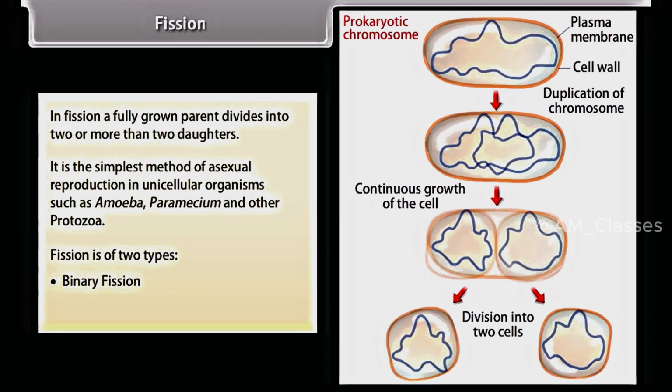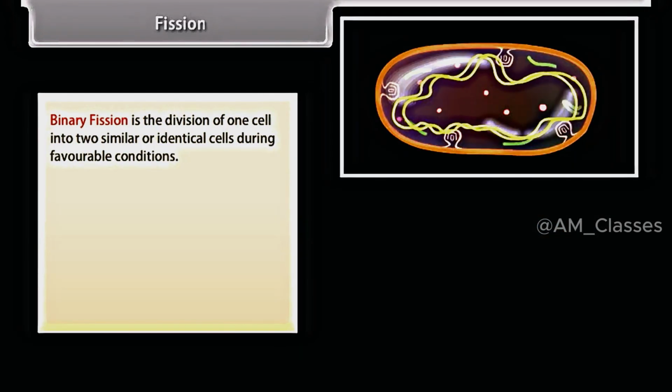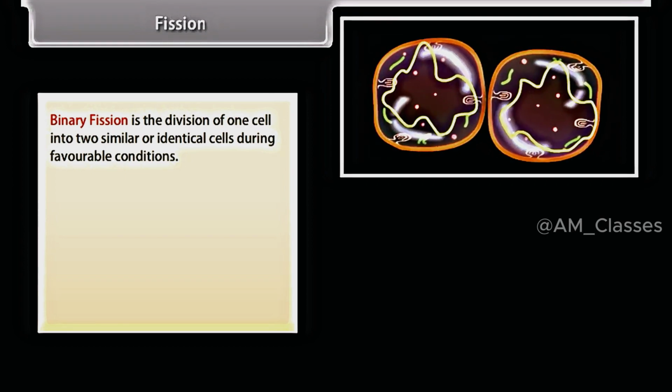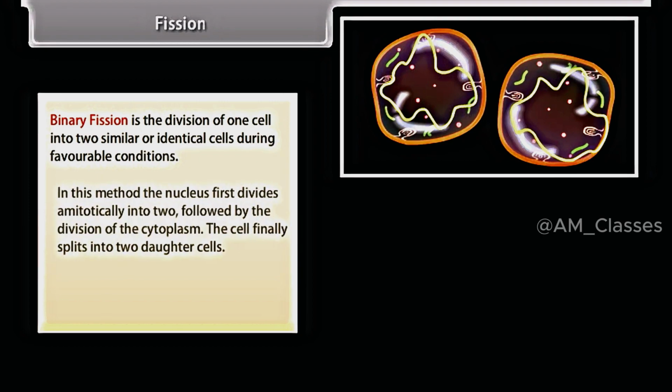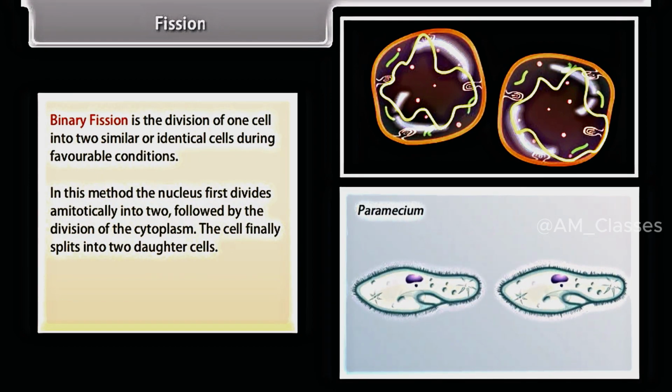Binary fission, multiple fission. Binary fission is the division of one cell into 2 similar or identical cells during favorable conditions. In this method, the nucleus first divides amitotically into 2, followed by the division of the cytoplasm. The cell finally splits into 2 daughter cells. Examples: bacteria, yeast, euglena, amoeba, and paramecium.